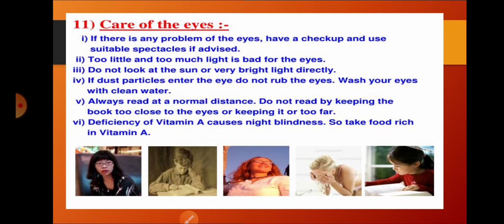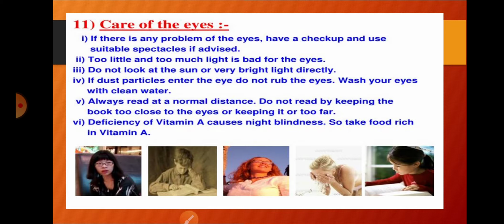Don't look at the sun or very bright light directly. And next one is if dust particles enter the eye, don't rub the eye. Wash your eyes with clean water. If any dust particles enter your eyes, you don't rub them. You have to wash your eyes with clean water.